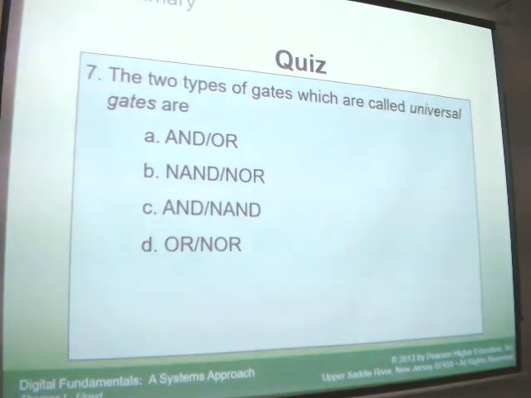Because the two kinds of gates can be used to implement other basic Boolean gates, to implement the other basic Boolean logic.